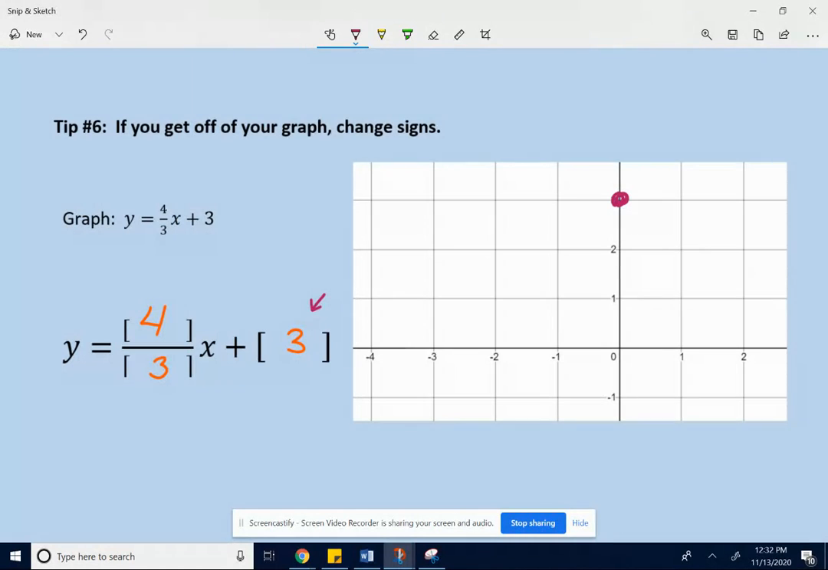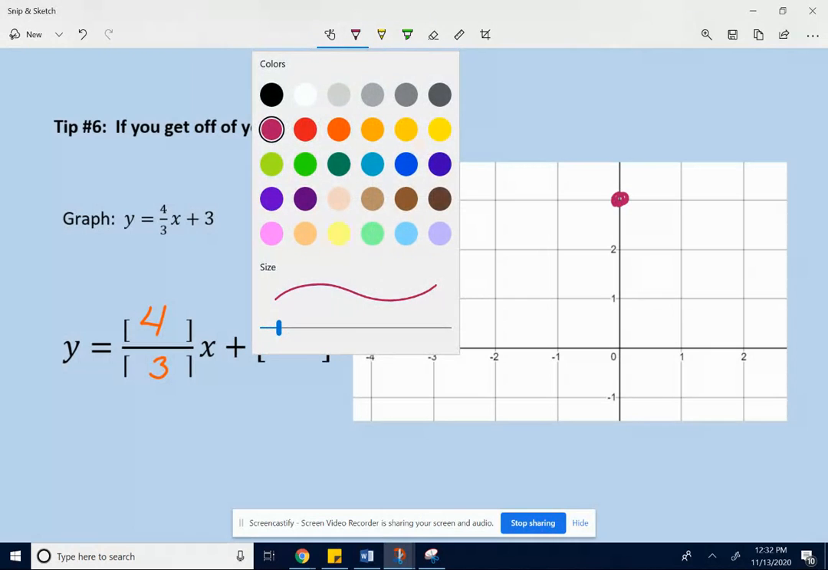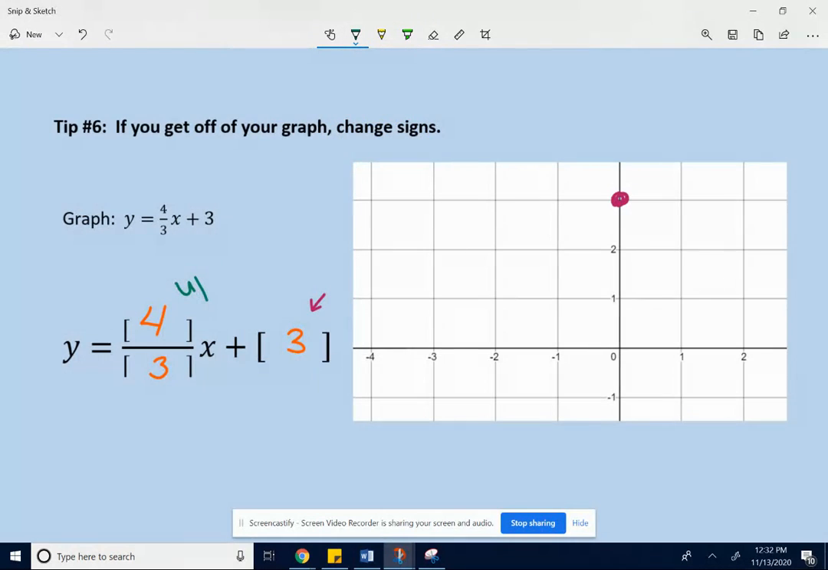Okay, so I would want to go up 4, because the rise is positive, right 3, because the run is positive. But do you see the problem? Sometimes you're going to have this happen. You're going to be off the graph.